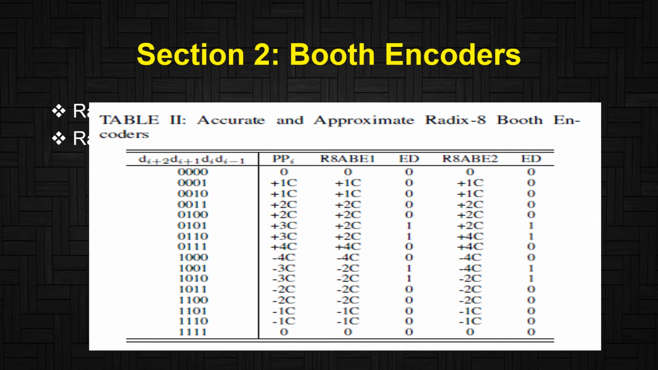V. Leon and J. Zarevsky propose approximate high-radix encoders where all the values are rounded off to the nearest power of 2. Such as in the case of 3, here we can see that it is rounded off to 2, and in the case of negative 3, we see it is rounded off to negative 2. Similarly, we can see that the error distance is just 1, as it is over here.